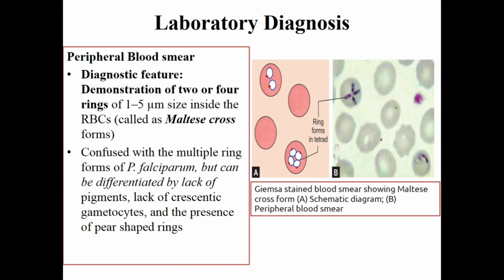So you can demonstrate 2 or 4 rings of 1 to 5 micrometer size inside the RBCs, called Maltese cross forms. And I told you that it can be confused with Plasmodium falciparum because multiple rings are invading a single RBC. But it can be differentiated because there will not be pigments as produced during malaria infection. Also, there won't be gametocytes. And pear-shaped rings, meaning elongated or irregular shaped rings, may be present when they form these Maltese cross forms. These are not found in case of Plasmodium falciparum.